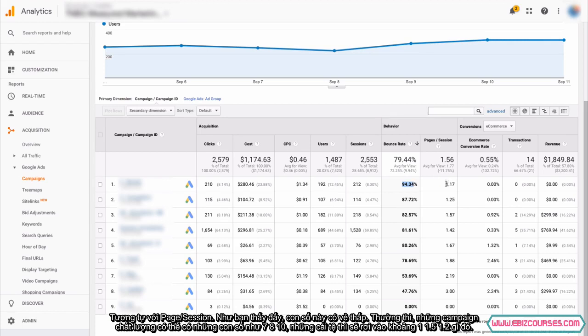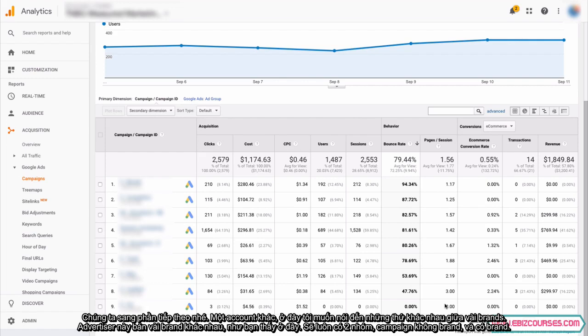Same for the pages per session. As you can see, they're pretty low for this particular advertiser. There are only 3 for the branded traffic. Often you will see this varying really hard. Campaigns that bring quality traffic will often have like 7, 8, 10 pages per session, while the ones that don't average around 1, 1.5, 1.2, something like that. So that's things that you can look at.